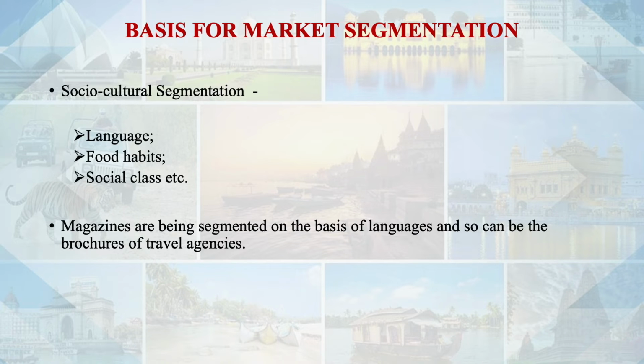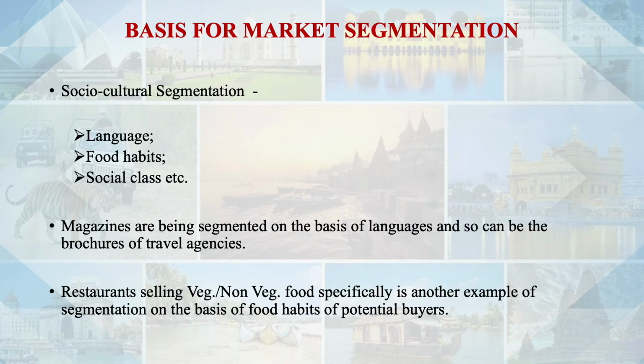Another example is magazines. They cater to the needs of different market segments on the basis of language. You will find competitive magazines in English and Hindi. This means they have segmented their market and altered their product into different languages. Accordingly, on the basis of food habits also, you have seen some hotels which say specifically that they are veg, and some hotels that are specifically selling non-veg. So they have simply segmented their market on the basis of food habits. Then social class can also be a basis for socio-cultural market segmentation.